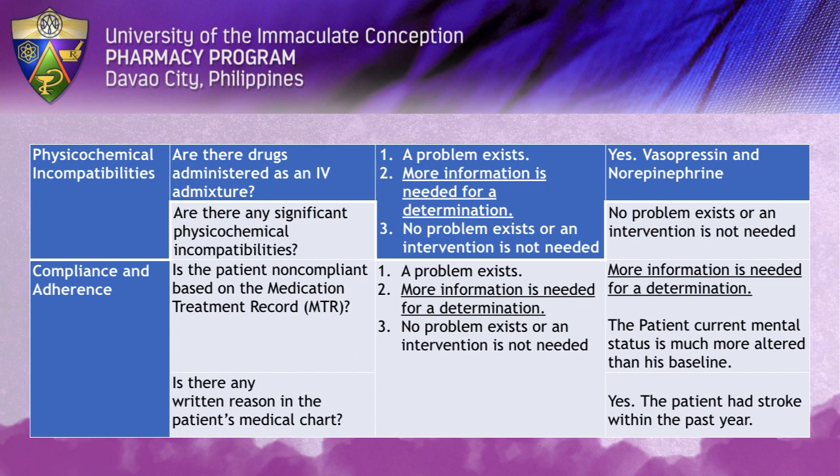Physicochemical incompatibilities. Are there drugs administered as IV admixtures? Yes, vasopressin and norepinephrine. Are there any significant physicochemical incompatibilities? No problem exists or an intervention is not needed.